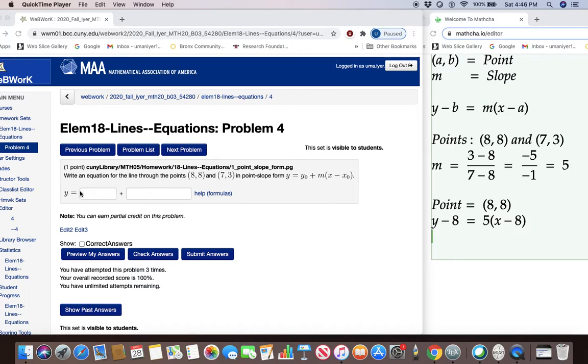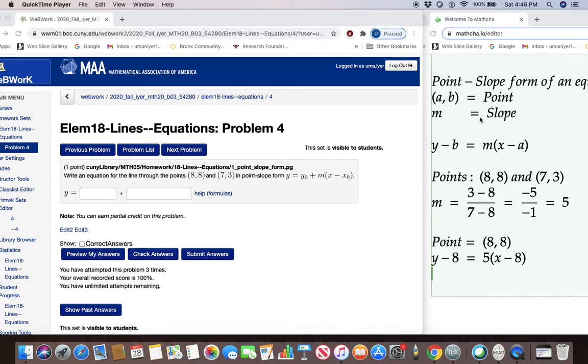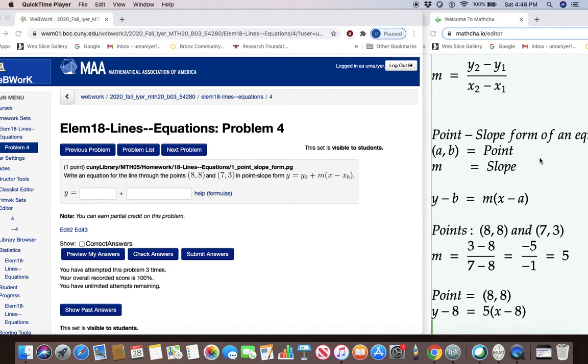Elementary 18, problem 4. Write an equation for the line passing through these 2 points. When you're given 1 point and the slope, you have point slope form. But what happens when you're given 2 points? Well, given 2 points, you have the slope formula, y2 minus y1 over x2 minus x1. So that's all we are using.